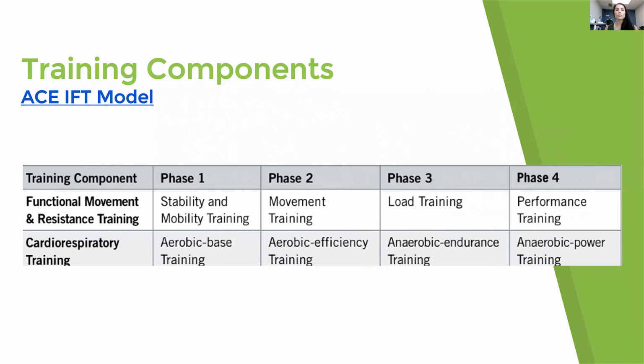So I'll really go over this briefly. Functional movement and resistance training, phase 1. First concept is that before we do anything, before we add load, before we do performance movements, we need to make sure that they are stable and mobile. And that is the basic movement patterns and making sure their musculature is balanced and that they're able to do some of those basic mobility and stability movement patterns. When we go into FMS, that's going to be a great example of testing someone to see what their stability and mobility is. Okay. Phase 2 goes into basic movement training.